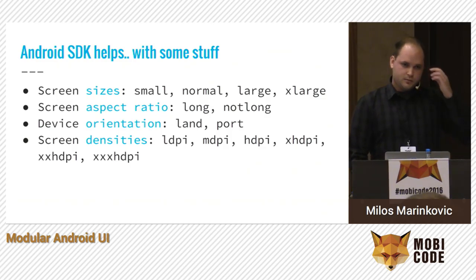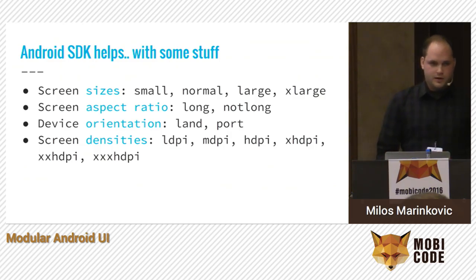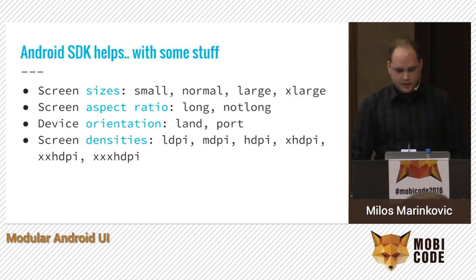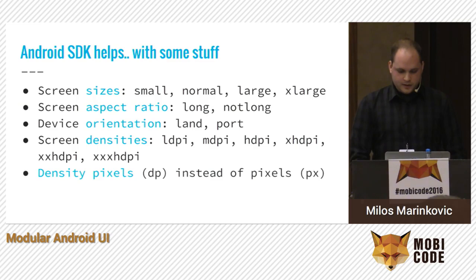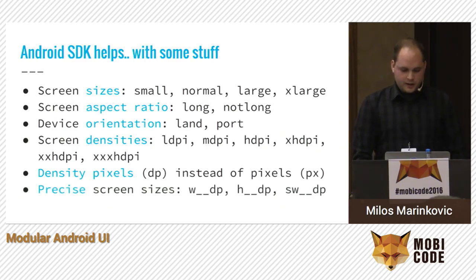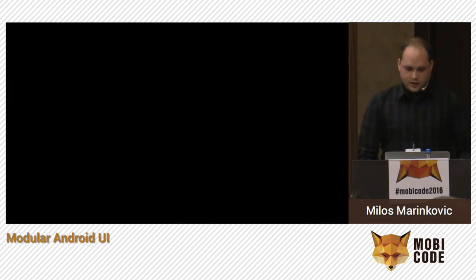Now with vector drawables, we'll try to migrate, but since we brand our app for customers, it's very difficult to ask customers to provide vectors. It's also a huge issue. Also Android provides density pixels. It's a great help. You don't need to multiply yourself. And the best part of this is precise screen sizes, so width, height, in DP and the smallest width.